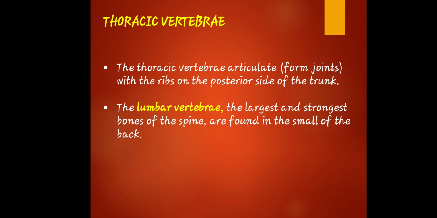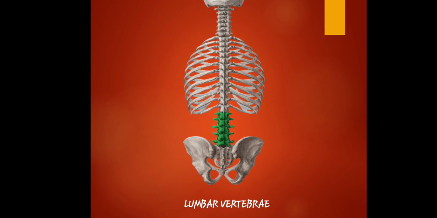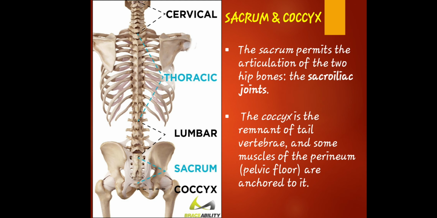So that is thoracic vertebrae. Next, this is actually the example of it. The lumbar vertebrae or the thoracic vertebrae. Next, we have sacrum or coccyx. The sacrum permits the articulation of the two hip bones, the sacroiliac joints, and the coccyx is the remnant of tail vertebrae, and some muscles of the perineum or pelvic floor are anchored to it.